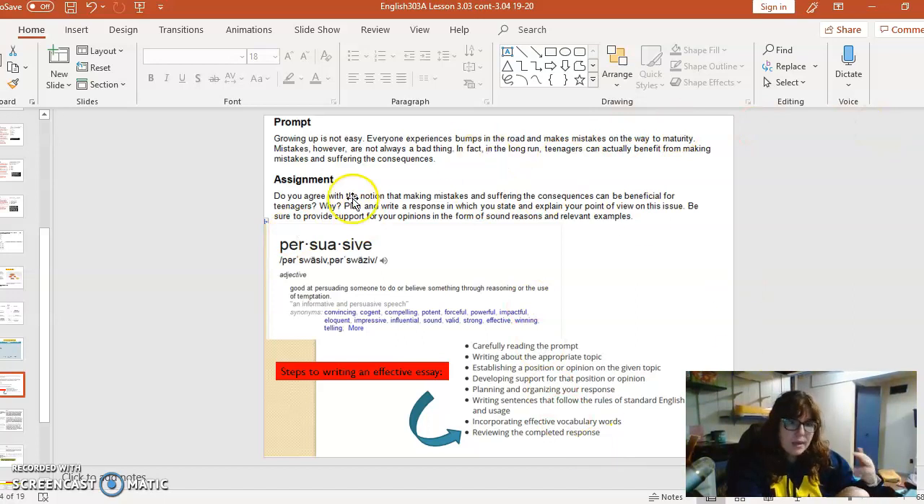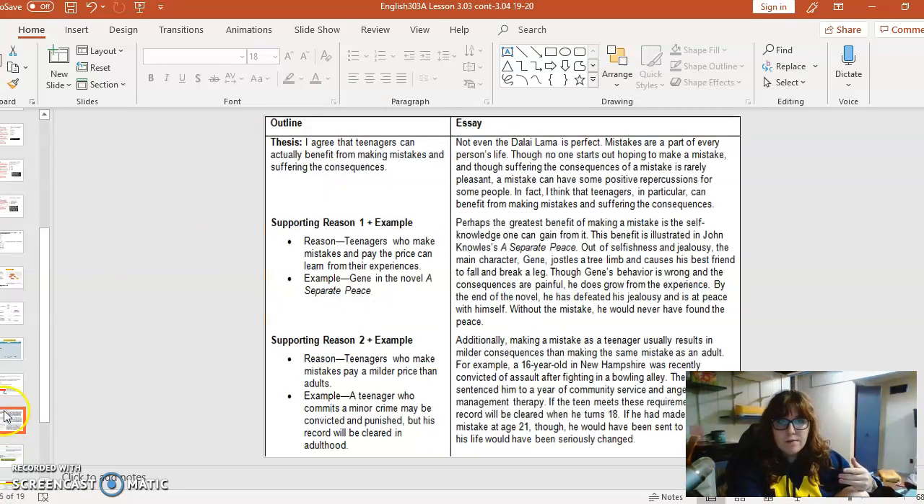And so remember, you're doing the ABCDE. You're going to analyze the prompt. You are going to brainstorm your ideas. You're going to create a plan. You're going to write a draft. So this person wrote, this is their outline, right? They decided they agree that you should let them suffer the consequences. Then they came up with supporting reasons. There's 3 of them, and those become their body paragraphs.